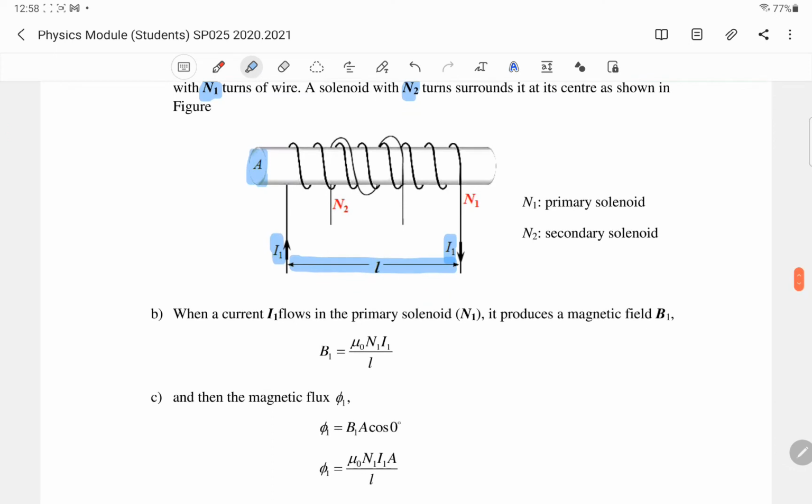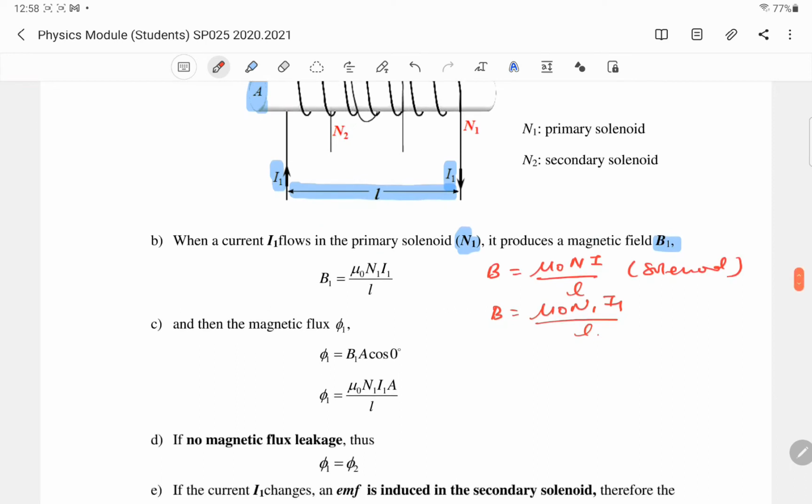When current I1 flows in the primary N1, it will produce B1. So B1 we already know is mu naught N1 I1 over L. Okay, so sebenarnya kita belajar dah, B equal to mu naught N I over L. Ni untuk solenoid. Okay, mu naught N1 I1 over L, where L is the length of the solenoid. And then we know what the magnetic flux is. Flux equal to BA. So kita dapatkan flux sama dengan B1 A. So flux 1 equal to B, which is mu naught N1 I1 over L, darab dengan A. So we got this one.